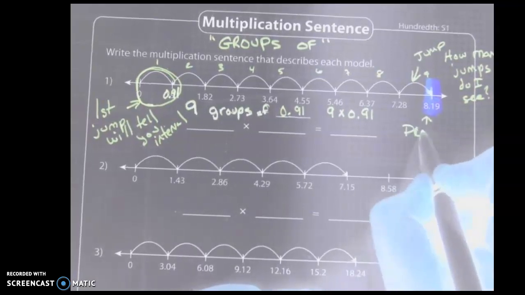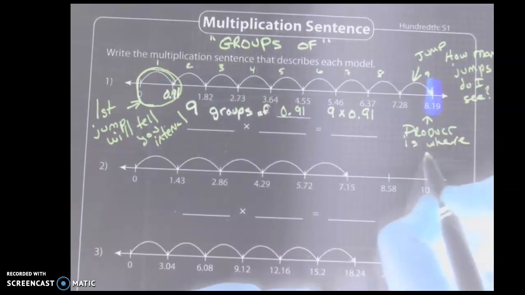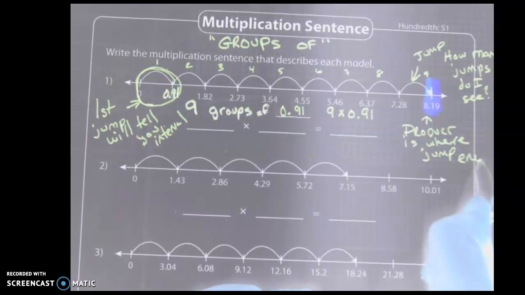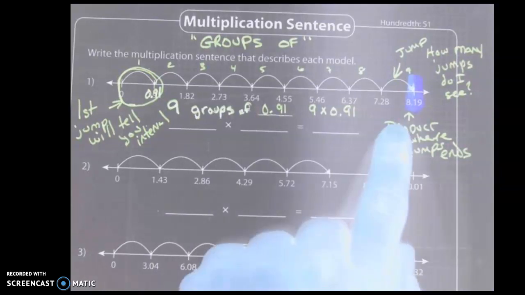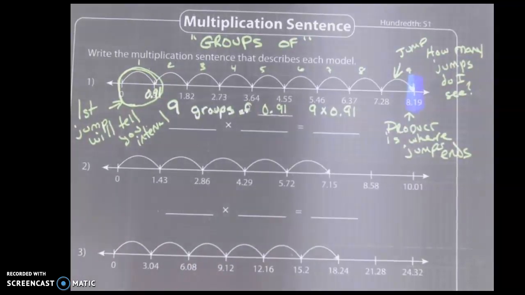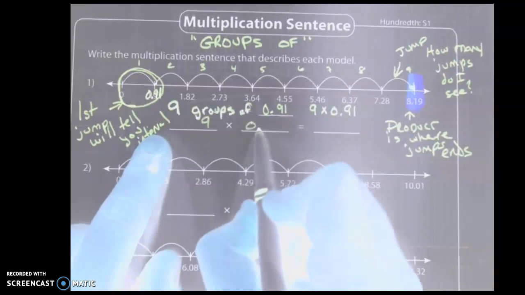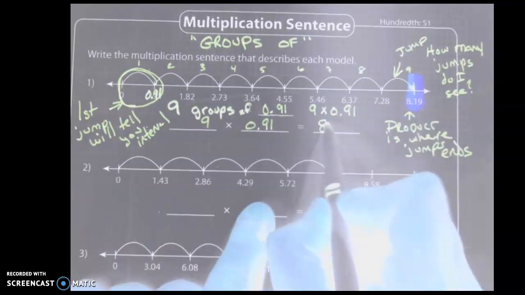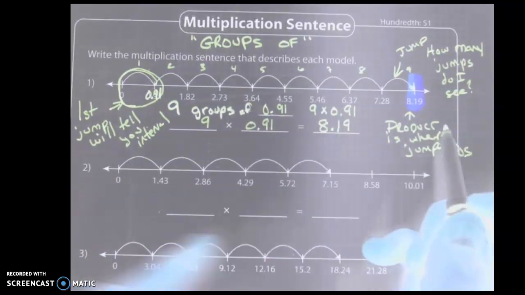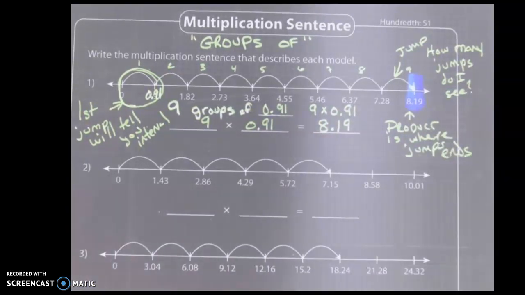My product is where the jumps end. Or the groups end. So those jumps end at $8.19. Well, that is 9 times 91 hundredths. So then I can rewrite my equation. 9 times 91 hundredths is equal to $8.19. Now, we are going to do the standard algorithm for it, but we'll do that on the next one because obviously I wrote too much around it to give space, okay?